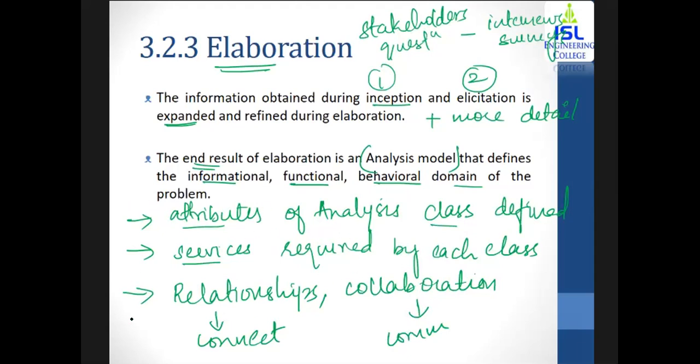And apart from those three steps, you're going to represent different diagrams. Different diagrams can be used so that you can elaborate this analysis model, adding all the attributes, the services, and the different relationships. These can all be represented by making use of different types of diagrams. So that is the elaboration phase.